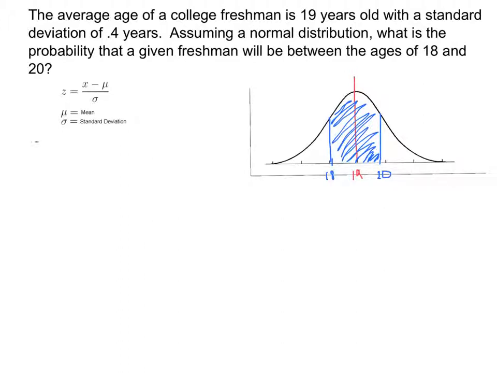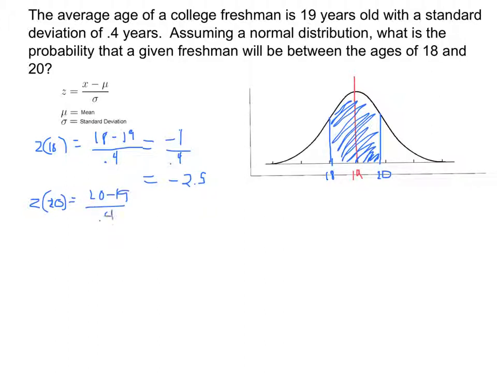The first one we need to find is the z-score of 18, and I'm going to write it this way. The z-score of 18 looks like 18 minus 19 over 0.4, which gives me negative 1 over 0.4, which is equal to negative 2.5. Perfect. That's my first z-score. Next, I'm going to find the z-score of 20. The z-score of 20 is 20 minus 19 over 0.4, which is just 1 over 0.4, which is a positive 2.5. So I have two z-scores so far, one for 18, one for 20.